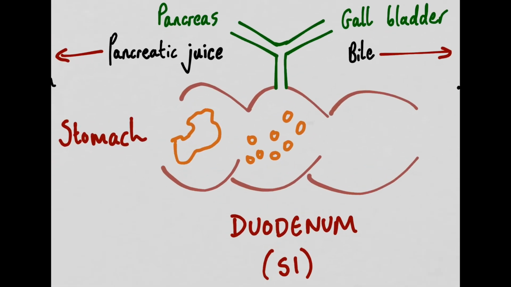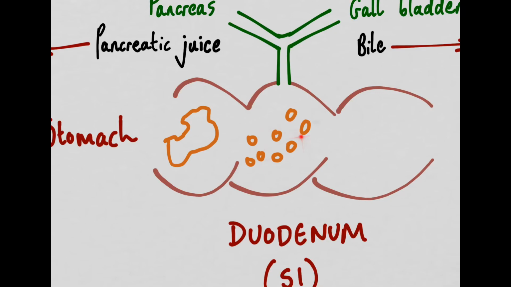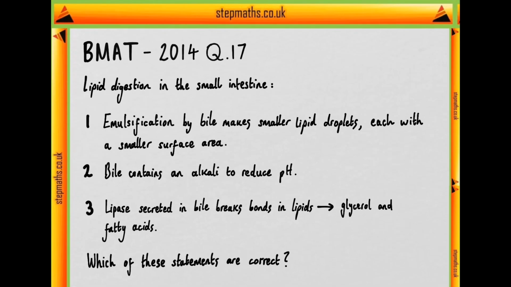But as we can see by looking at the smaller globules versus the larger particle, there's clearly a smaller surface area in the case of each of these smaller globules. So the smaller lipid droplets do have a smaller surface area each, which is the purpose of emulsification. Okay, moving on to the second statement.